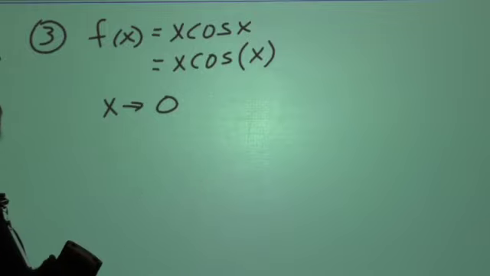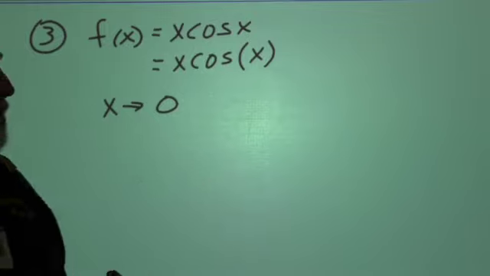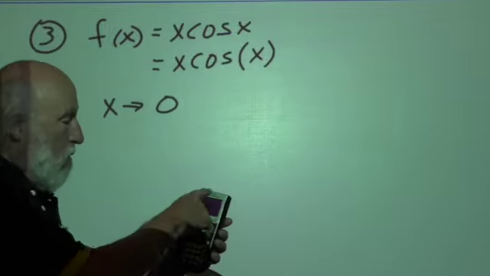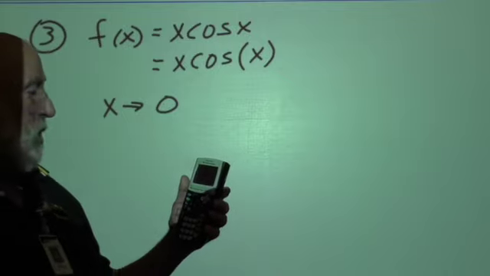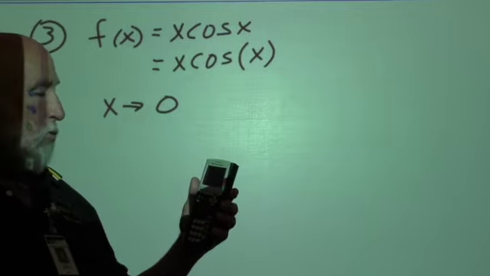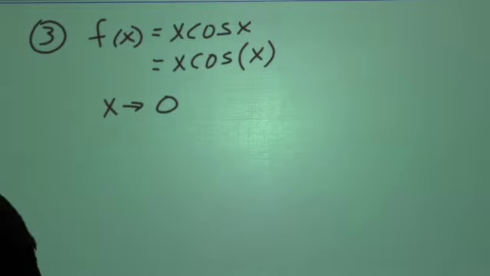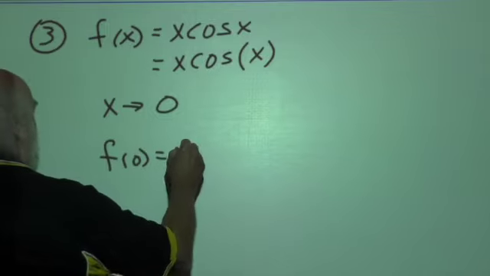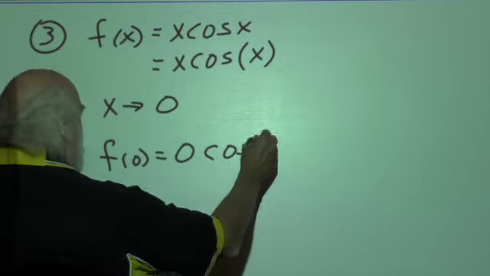Okay, but we're not using the graph this time. For number 3, we're going to actually do the calculation. So we're going to plug in 0 for this, but this is what the graph looks like. It's kind of a goofy looking triple curve thing that eventually will repeat itself. So we put f of 0 is equal to 0 times the cosine of 0.